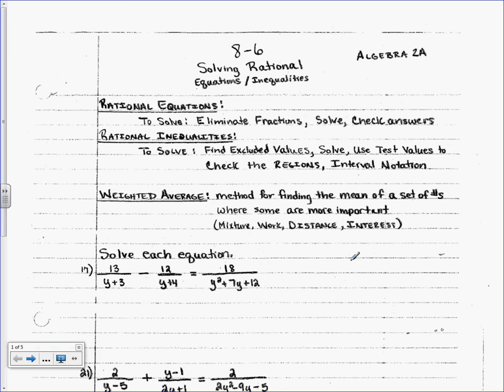On 8-6 today, solving rational equations and inequalities. So like I said, this ties everything together. Before today, we would have something that looked like this, but we wouldn't have this side, right? Before today, we would get common denominators, and we would simplify. We'd make it one fraction and shove the fraction together, right?